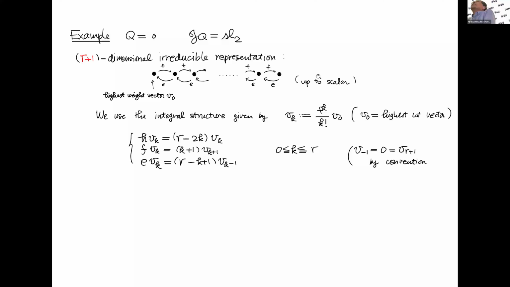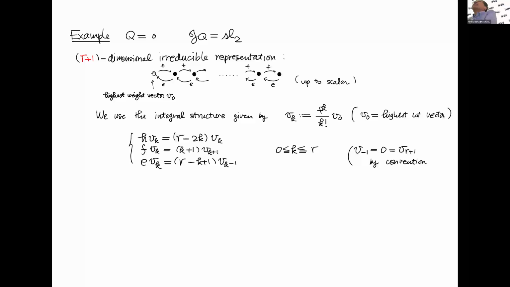And this representation is illustrated by this picture. So each dot corresponds to a vector in the R plus 1 dimensional vector space. So there are R plus 1 of those dots. And F and E send this vector to the second vector and third vector and so on. E goes in the opposite direction. And H, those dots are eigenvectors for H. And the leftmost vector is called the highest weight vector, which is killed by E because there are no arrows written here. So it is killed by E and sent by F, and all other vectors are obtained from this dot.